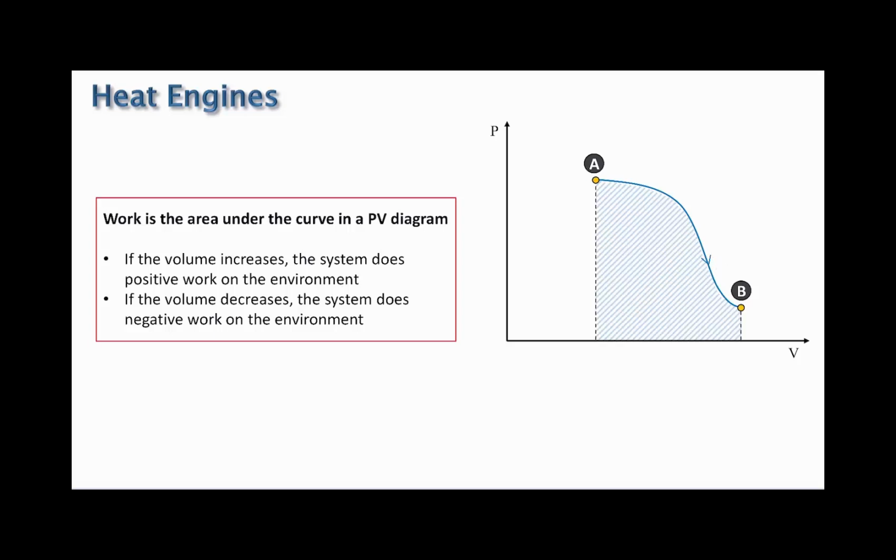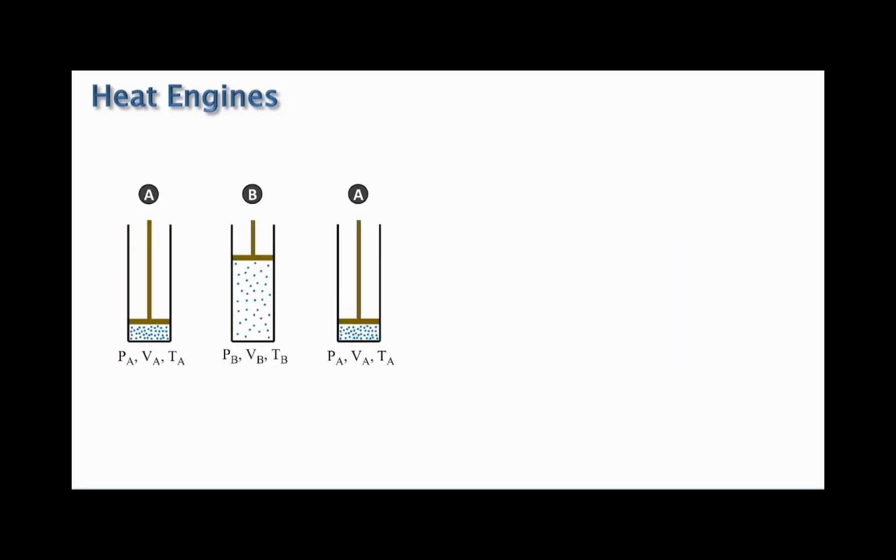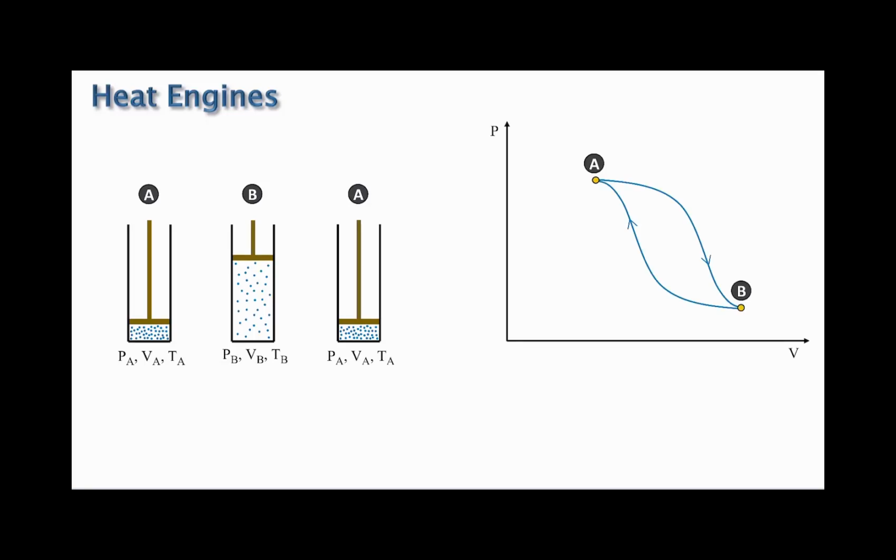Now, as a practical matter, any engine must return back to its original position so that the process can be repeated over and over and over. So we might show the piston in position A and then B and then A again. On a PV diagram, this cyclical process might look like this, where the arrows indicate the direction that the process is going, in this case from A to B and then back from B to A.